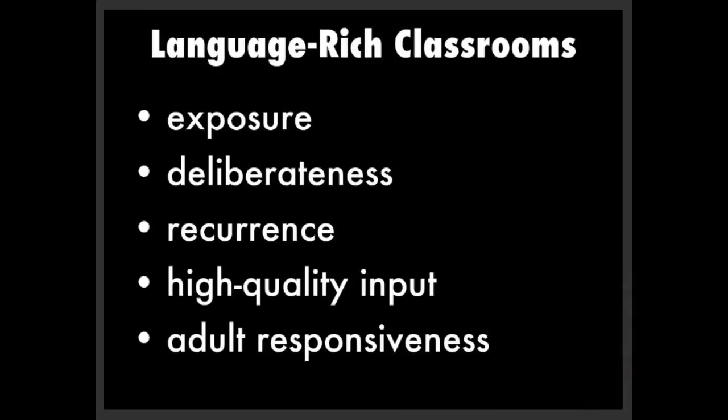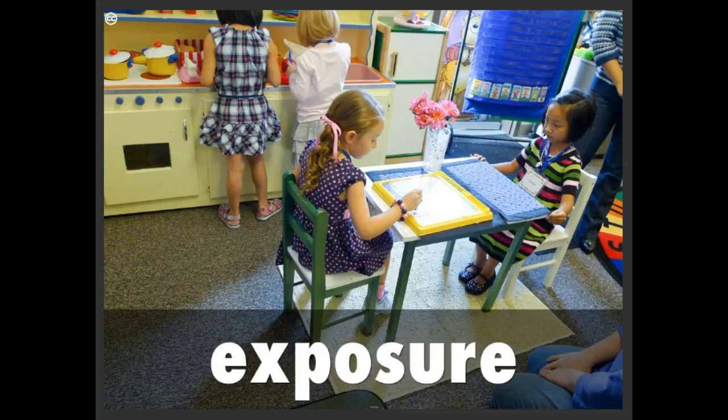Language-rich classrooms include several quality elements: exposure, deliberateness, recurrence, high-quality input, and adult responsiveness. Here's what these mean. Exposure means that children experience high-quality linguistic input both passively and actively within the classroom. They are exposed to language throughout the day in diverse contexts and interactions.